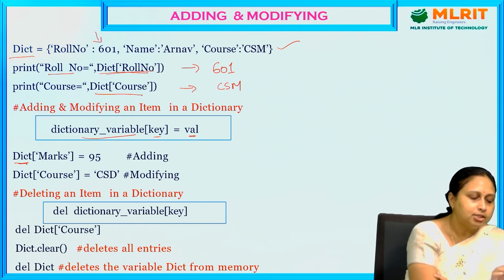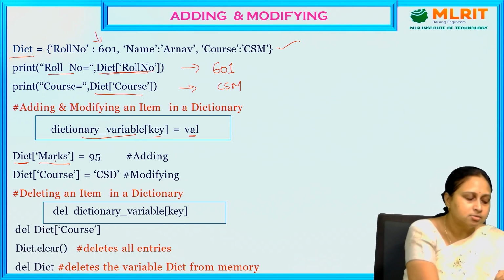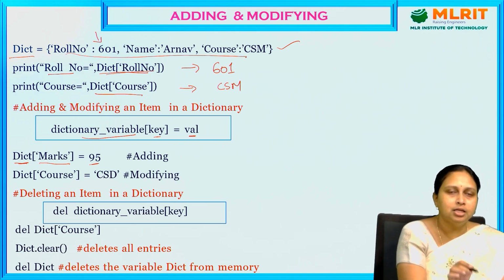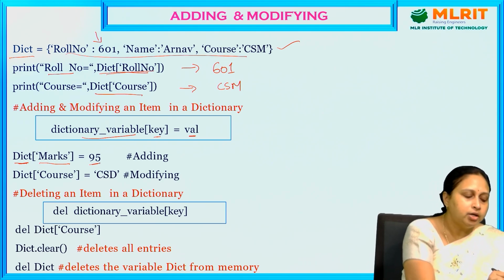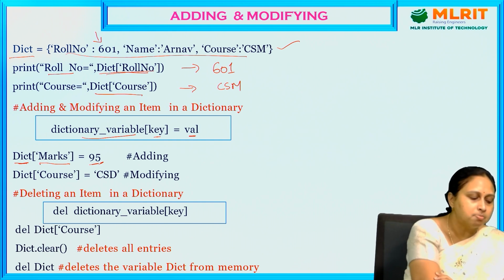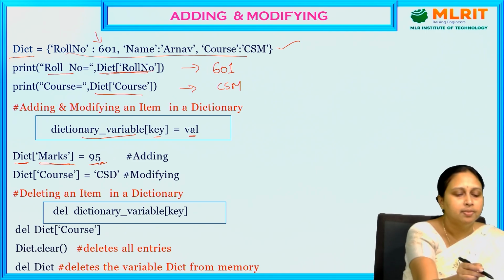Here, this is the dictionary variable, right? Followed by marks. Marks is a key and that is assigned 95. That means in the dictionary, you are not finding any key as marks. So when you do this particular modification or adding, these marks will automatically be added to your dictionary. If I try to display it, it will display marks with 95, right?